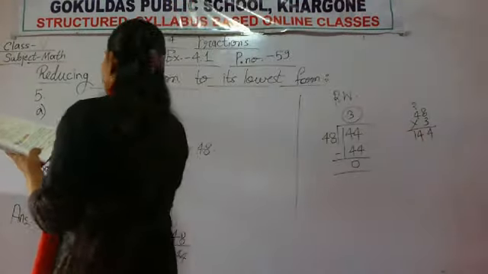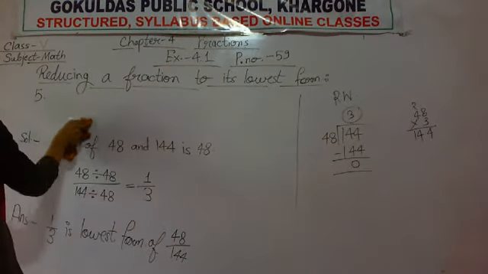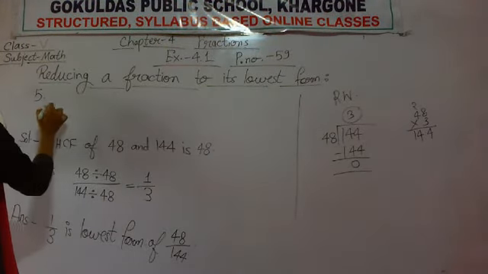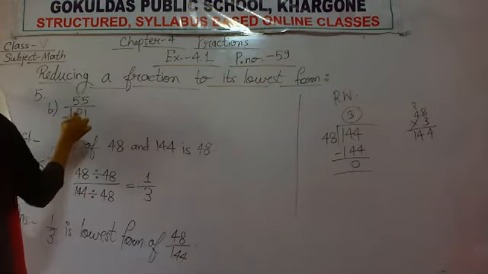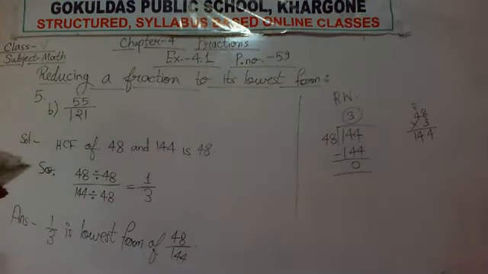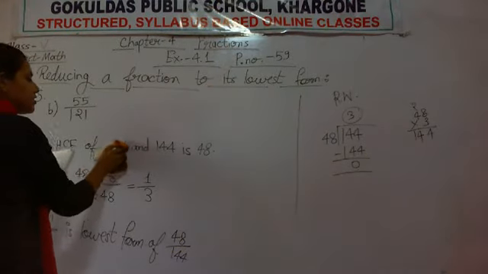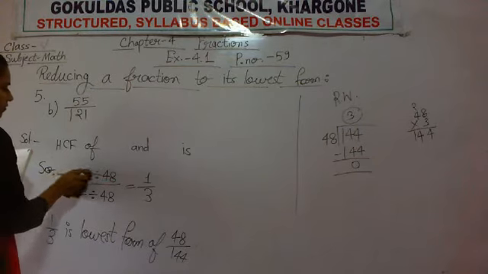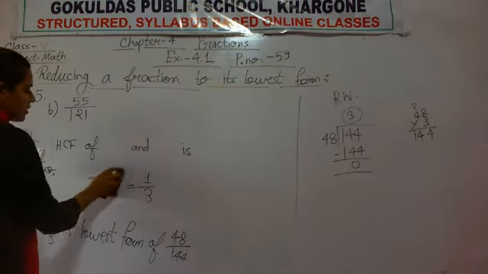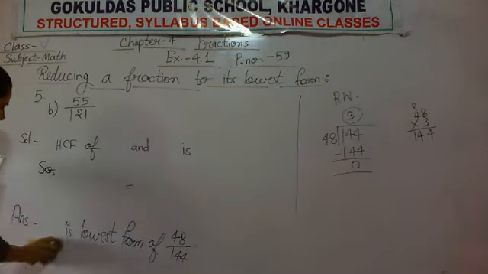Let us do the next question. The same method we are using, okay? Our given fraction is 55 upon 121. What is the first step? In first step we will find the HCF.